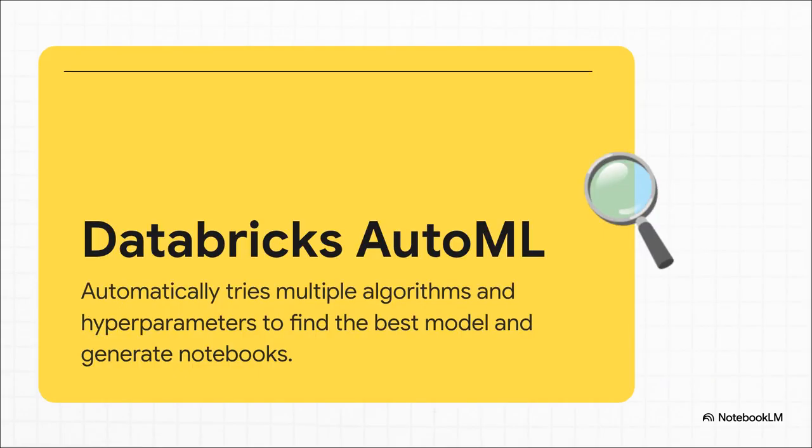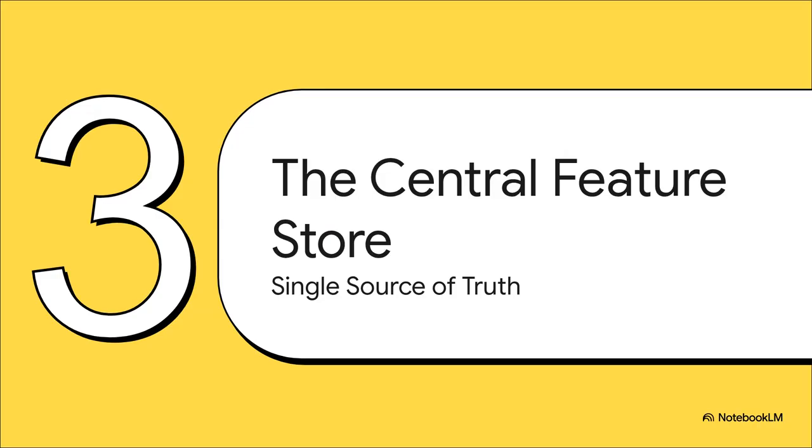So here's the crucial point. AutoML doesn't just hand you some black box model and say good luck. No, it gives you the full source code in a notebook. Along with all these great insights like feature importance plots, this means you get a fantastic starting point that you can actually understand, trust, and then build on. Okay, let's keep building here.